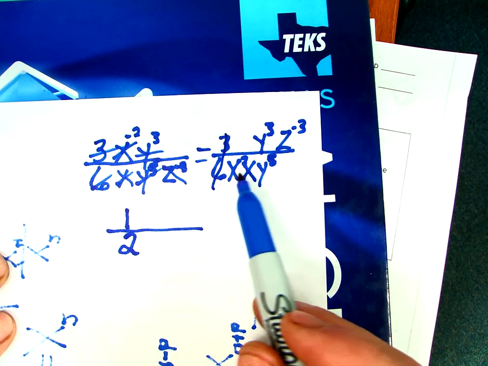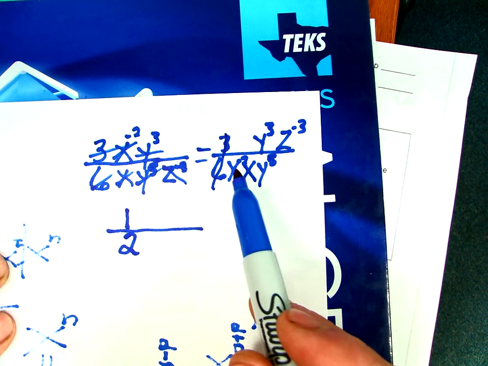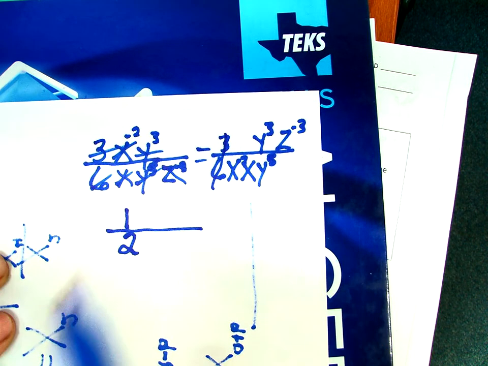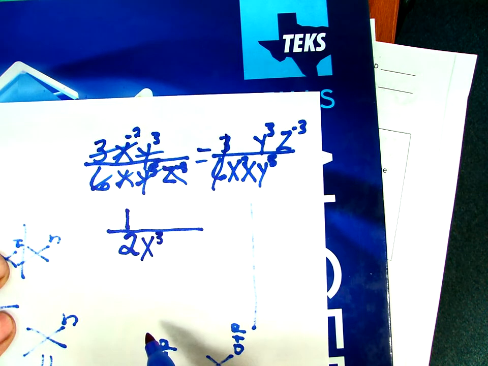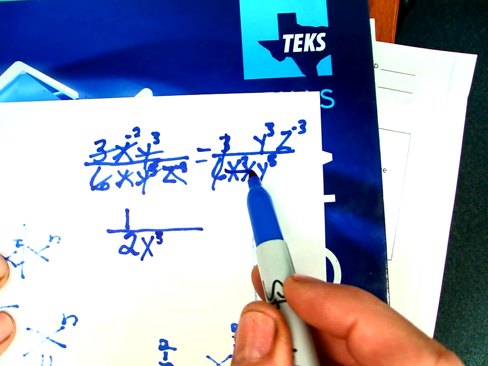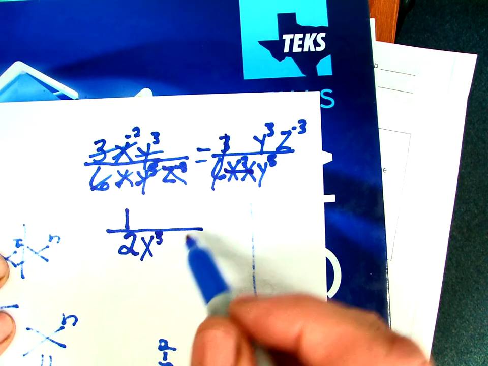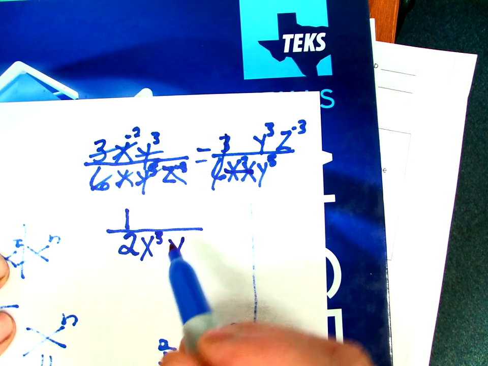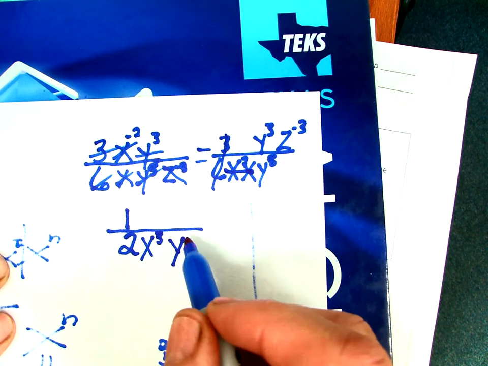Now we come to the x's. There are no more x's on the top to cancel any of these out. So it's x squared times x to the first. So x is to the 3rd power. Now we move on to the y's. Y to the 3rd on top, y to the 5th on bottom. My y's are going to end up on the bottom, and it's 5 take away 3.